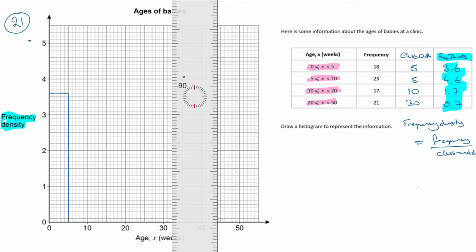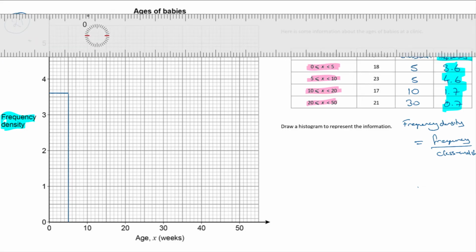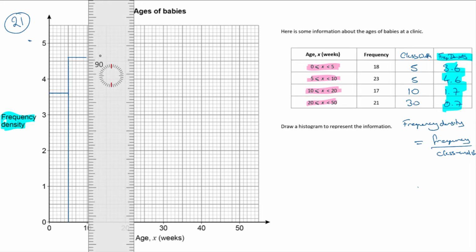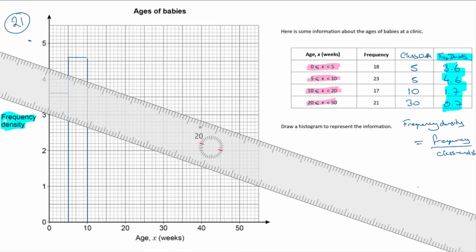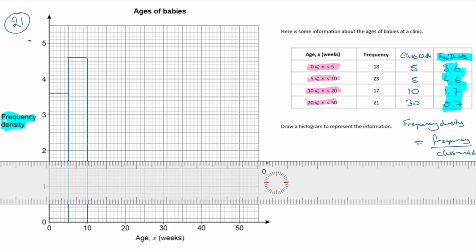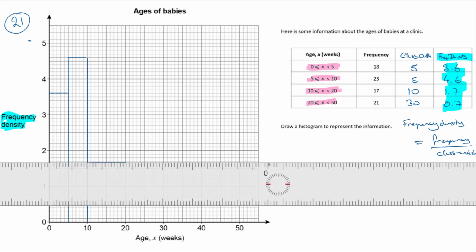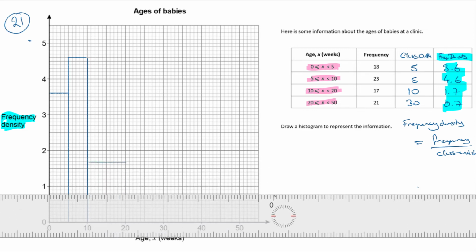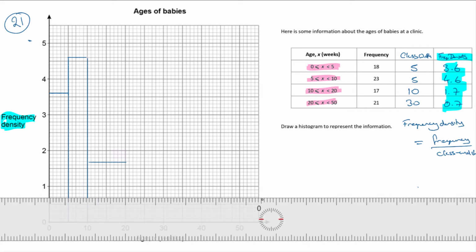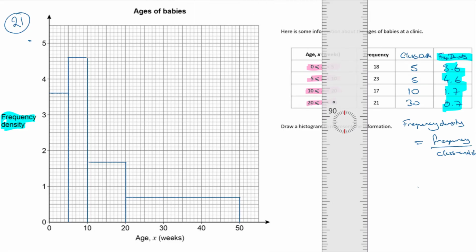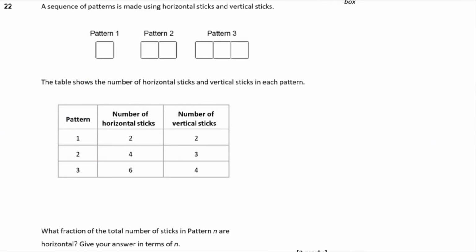Okay, the next one is from 5 to 10 with a height of 4.6. Next bar goes from 10 to 20 and it's at height 1.7. And the last one goes from 20 to 50 at a height of 0.7. Okay, all done.